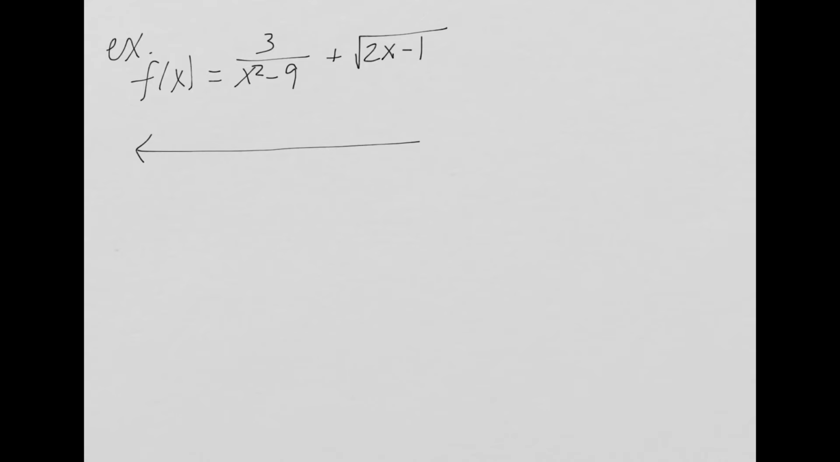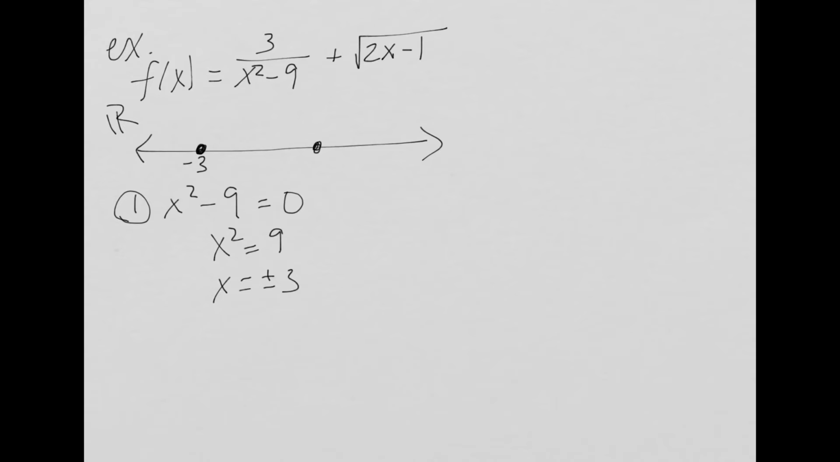So let's try another one here. Let's do 3 over x squared minus 9 plus the square root of 2x minus 1. And I want to know, what is my domain? So remember, step 1, draw my number line. Next, do I have any denominators? And I do. I have 1. So we're going to set it equal to 0 and solve for x. So I get x squared is 9, so x is plus or minus 3. So I'm going to come up here, I'm going to mark out minus 3, and I'm also going to mark out 3.